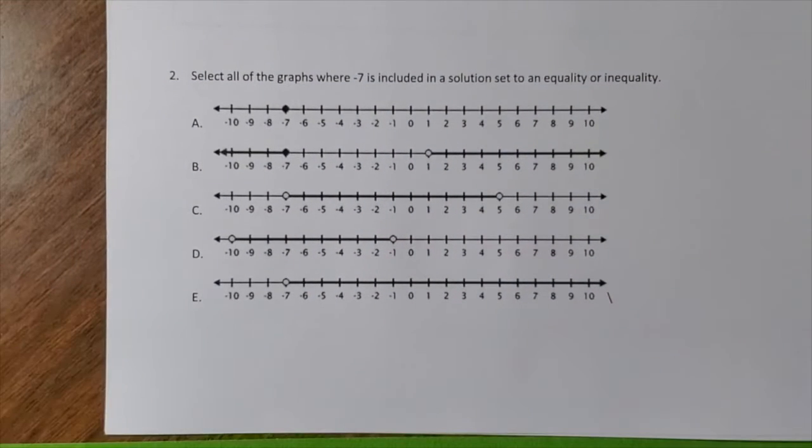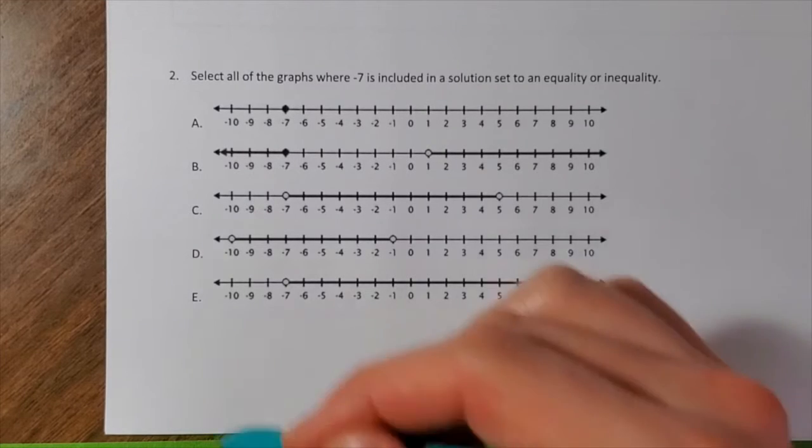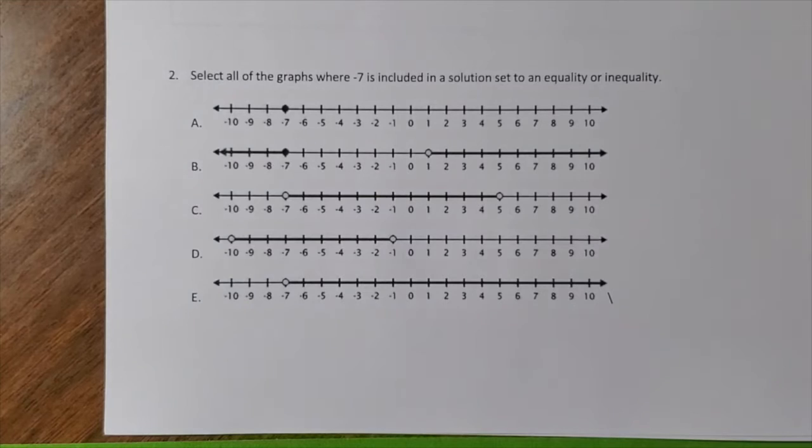So for number 2, we need to select all the graphs where -7 is included in the solution set to the inequality or equality. So why don't you go ahead and see, out of these 5 choices, which of them you think -7 is included as a part of the solution. So go ahead and pause the video now and see if you can come up with answers for each of these, then unpause once you're ready to go over it.